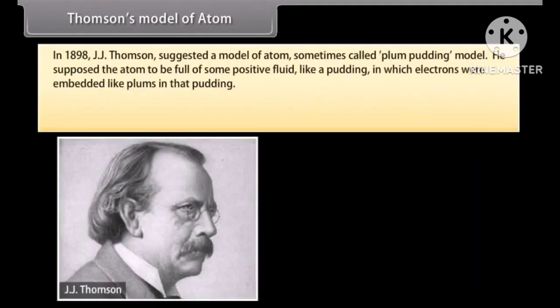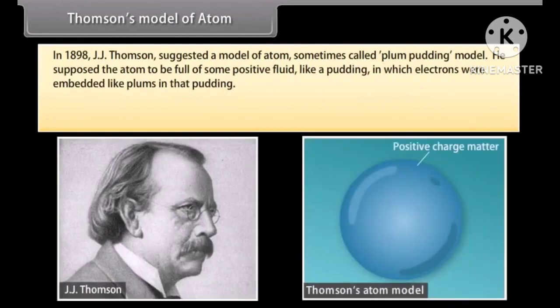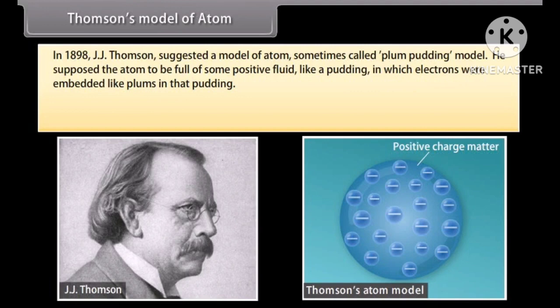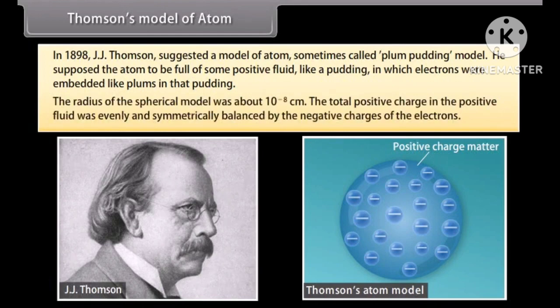Thomson's model of atom. In 1898, J.J. Thomson suggested a model of atom, sometimes called the plum pudding model. He supposed the atom to be full of some positive fluid, like a pudding, in which electrons were embedded like plums in that pudding. The radius of this spherical model was about 10^-8 centimeter. The total positive charge in the positive fluid was evenly and symmetrically balanced by the negative charges of the electrons.